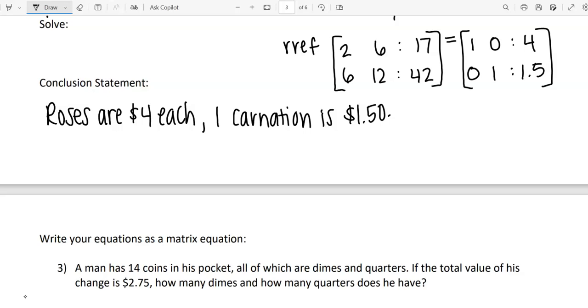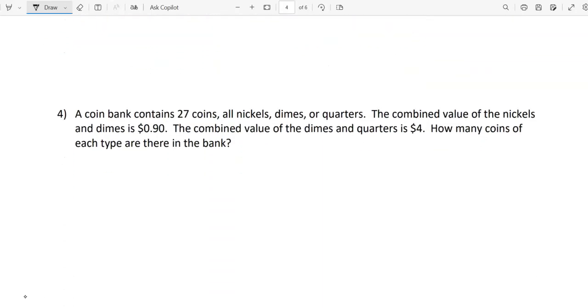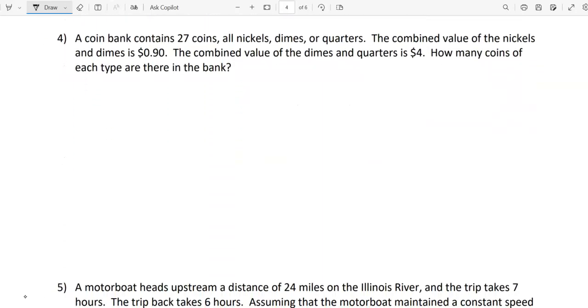What? No, we're not done. How many examples do we have left? Anybody remember? 4. 4 more examples. Oh, I'm going to change this. 1 rose is $4. Okay. We're going to skip number 3. We're going to do number 4. Hey, I promise number 4 is going to pay off for you. Trust me, it's going to pay off for you.